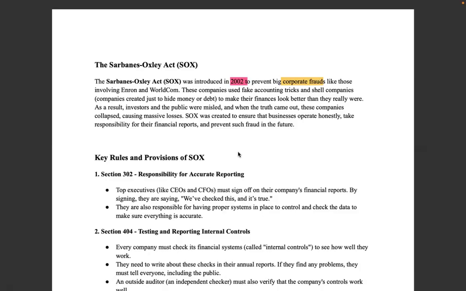Now, the Sarbanes-Oxley Act was introduced in 2002. The main purpose for introducing this act was to prevent corporate frauds. This act happened after the Enron case and the case of WorldCom. Now, what essentially happened in the Enron case was this energy company, Enron, was showing very inflated profits. They were showing profits that were to happen later. They were showing it in the present year.